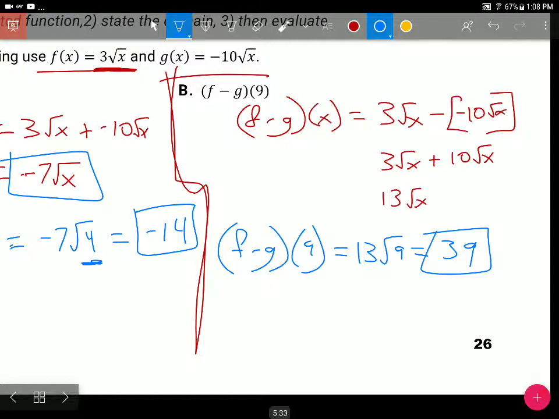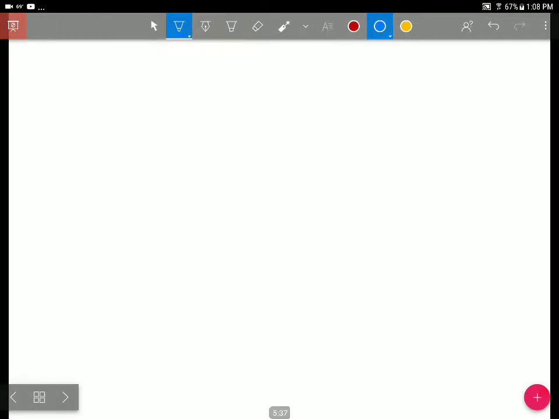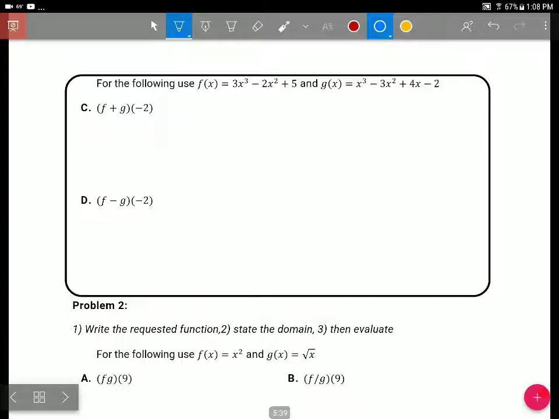Pretty straightforward. Today really is not that difficult. Turn the page. I'm going to get the stuff out. All right, there you go. So letter C. Take a second to do letter C.